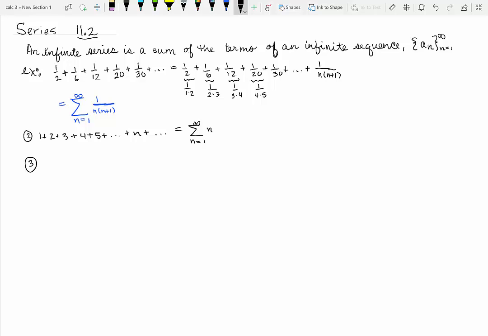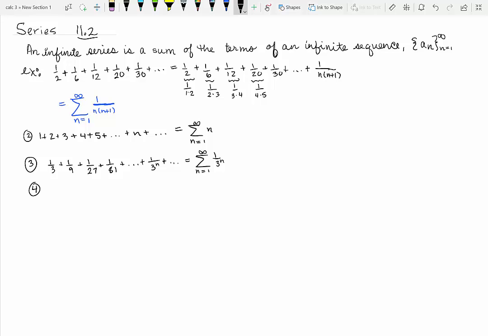We have the sequence made up of terms 1/3 plus 1/9 plus 1/27 plus 1 over 81, etc. Notice at the nth step we are adding the nth power of 1/3. So as a series, that's the sum, n equals 1 to infinity, of 1 over 3 to the n.